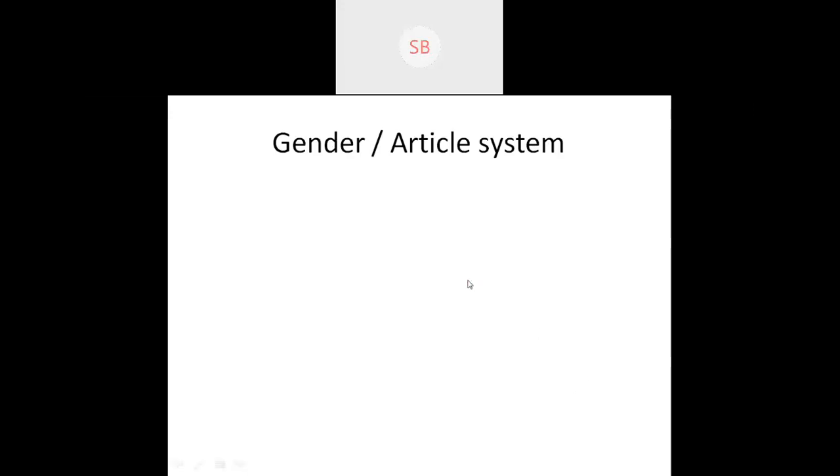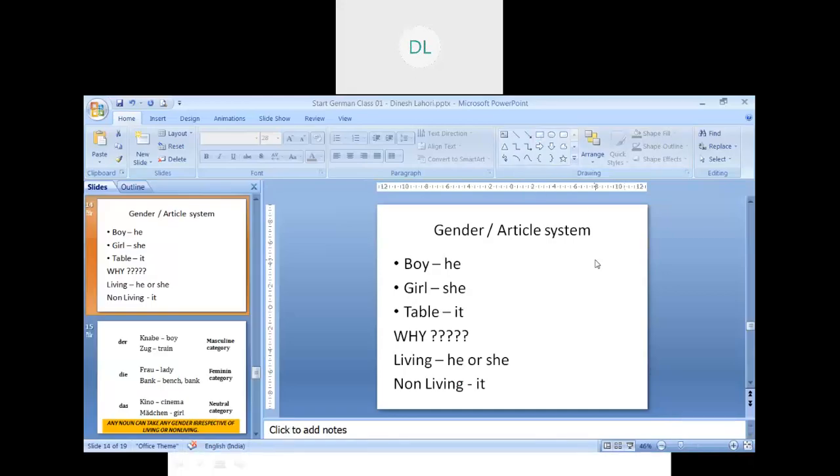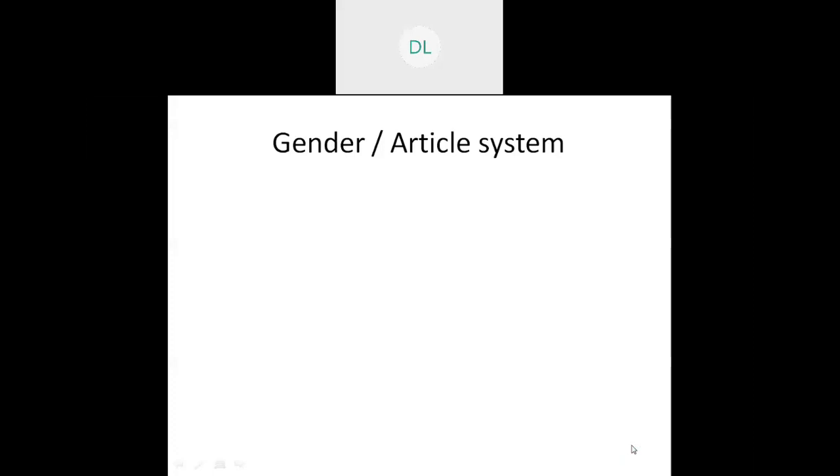Very good morning. The topic we are discussing today is the gender system and the article system in German. Before we go into the gender or the article system, first understand how different the gender or the article system of German is from English. First, we'll understand the gender system of English, and then we'll come to our German gender or article system.